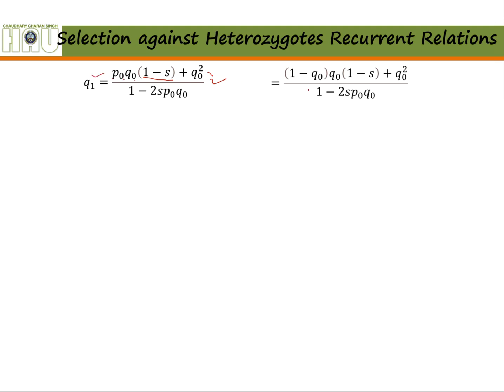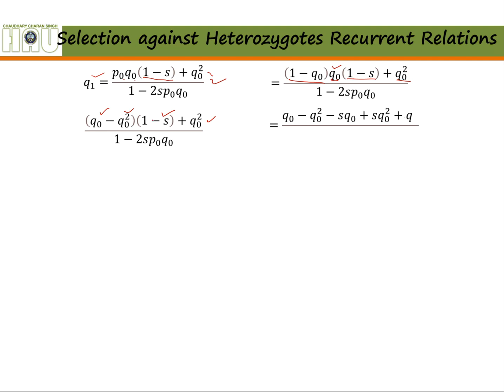So this P0 can be replaced with 1 minus Q0. Q0 as such, this is 1 minus S plus Q0. Divide it by 1 minus 2S P0 Q0. So on simplification, I will get the Q0 minus Q0 square. When this is multiplied with these two terms, I will get Q0 minus Q0 square into 1 minus S as such plus Q0.